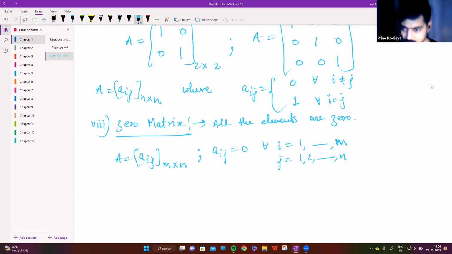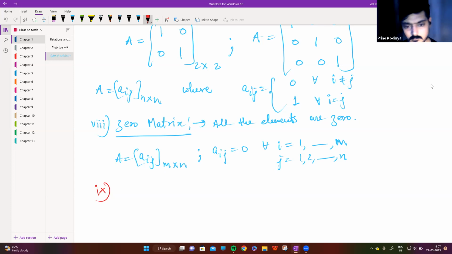So these are some of the types, right? Also, I'll tell you 2 more types. They are not particularly required right now, but they'll be required later on. Pretty easy to understand, just like everything so far. So the 9th is upper triangular matrix and lower triangular matrix. How do upper triangular and lower triangular matrices look?